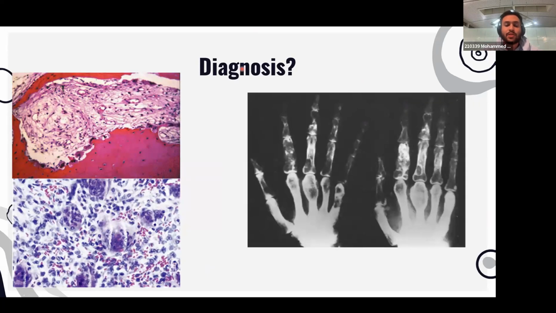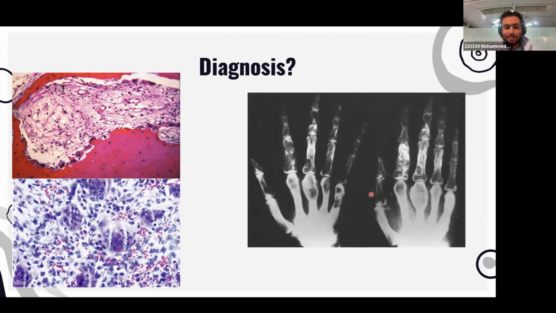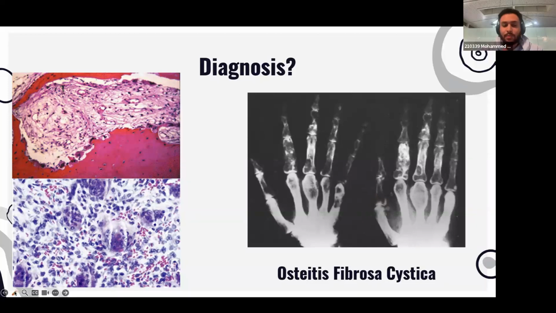Can someone tell me what this is? Osteitis fibrosa. Good. Osteitis fibrosa cystica. Okay, so another name for this is brown tumor. Now, what's the underlying disease causing this? Hyperparathyroidism. Good. Perfect. Hyperparathyroidism.